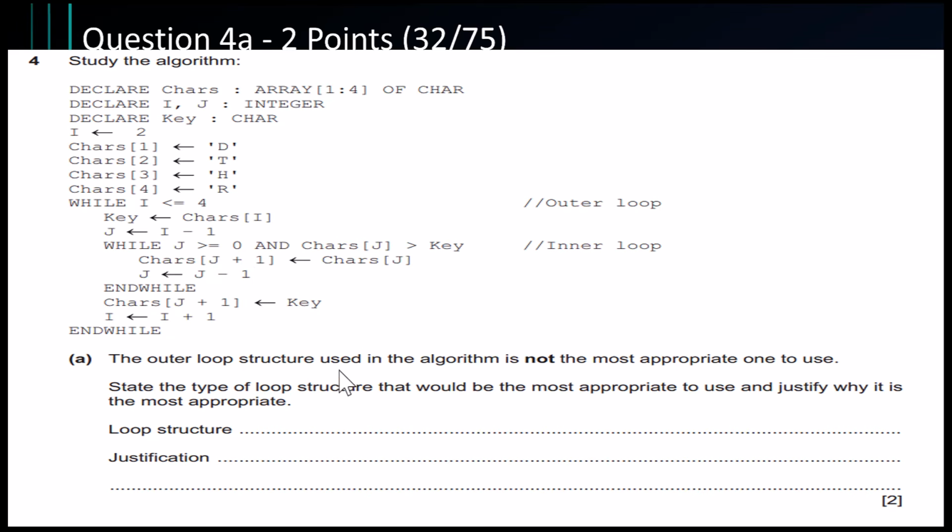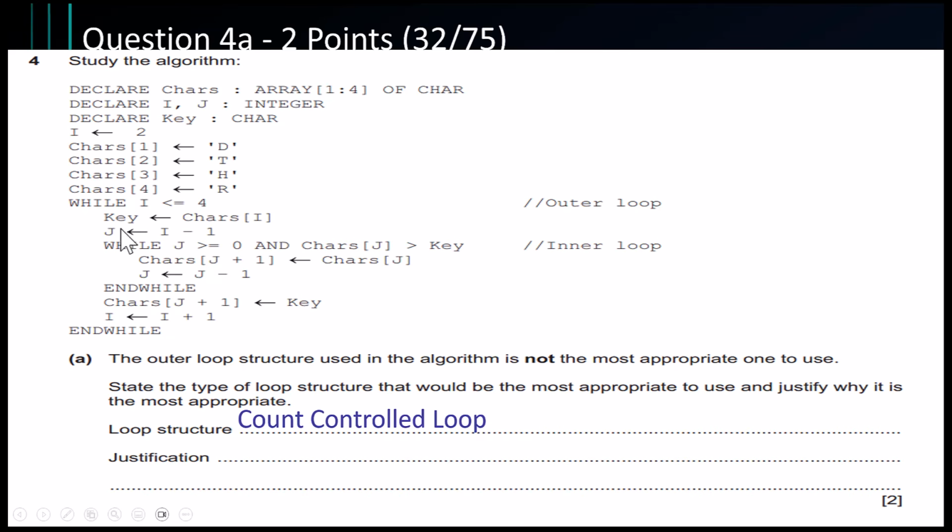The outer loop structure used in the algorithm is not the most appropriate one to use. When you're using an array, especially if you're going to be accessing the indexes, you really want to be using a for loop. Also, if you know how many times this is going to run, you want to use a for loop. What is that called? That's called a count controlled loop. Why would we use it?